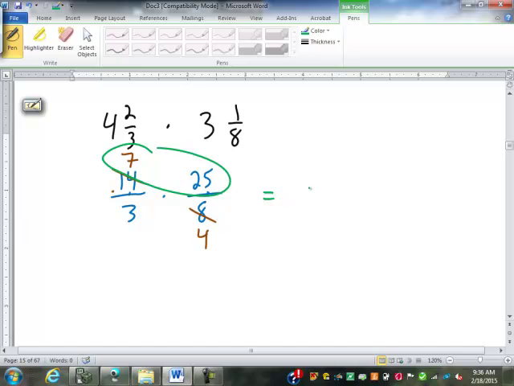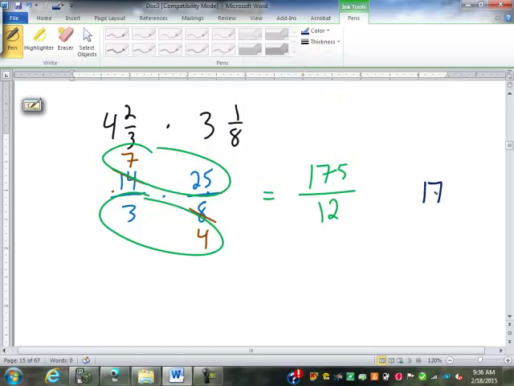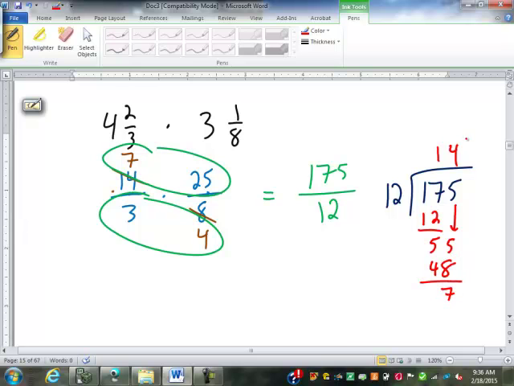7 times 25 is 175. 3 times 4 is 12. Now, of course, we have to reduce that back down into a mixed number. That becomes a long division and remainder. 12 into 17 goes once. We subtract, there's 5 left over, and then bring down the other 5. 12 goes into 55 4 times. 4 times 12 is 48, which leaves us with 7 left over. So that's 14 and 7/12.